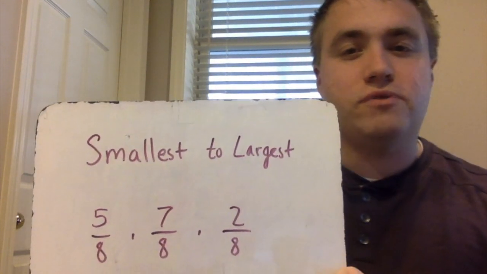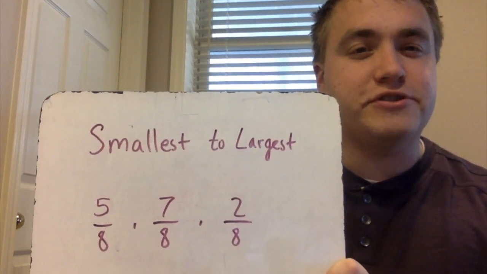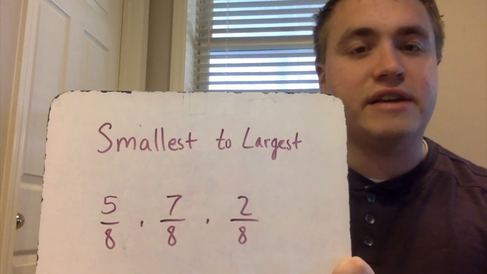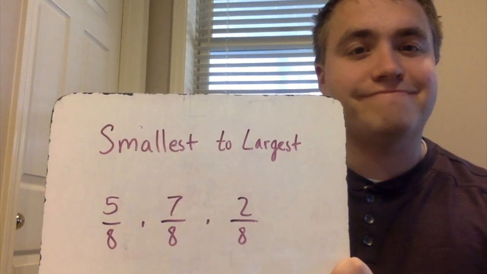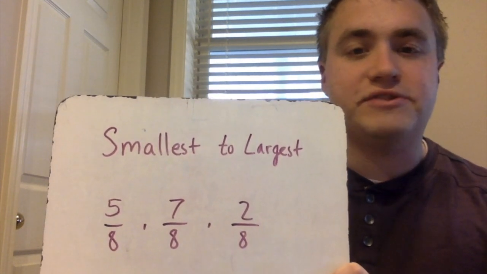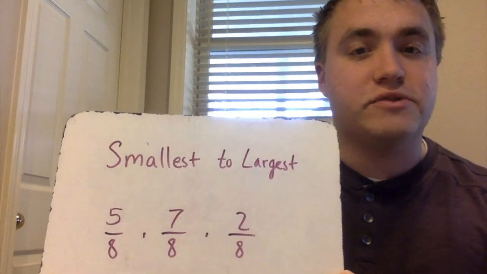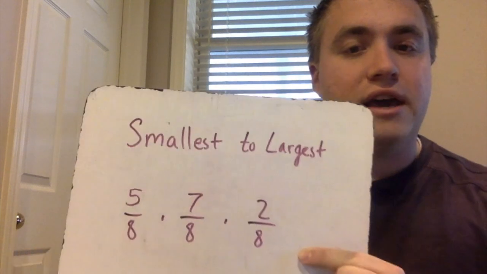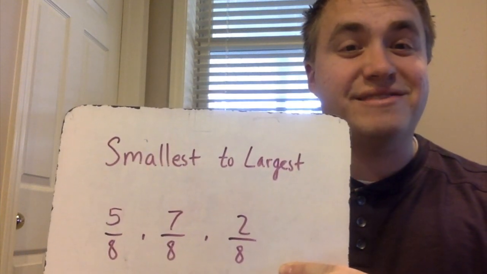All right, I just want to give you guys some chance to practice here. I want you to order these from smallest to largest. You can go ahead and pause the video at this time. Order 5/8, 7/8, and 2/8 from smallest to largest. Hopefully you did pause the video and order these. I just want to go over the answer really quick. Our smallest one will be 2/8. Our second smallest one will be 5/8, and our largest one will be 7/8.